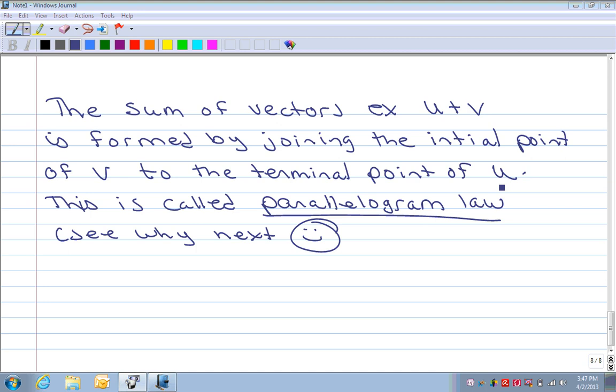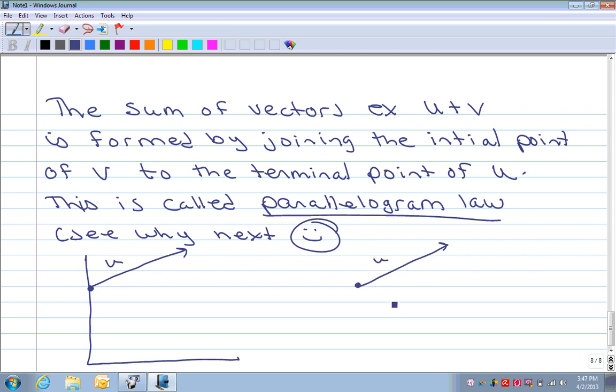So let's take a look at the example. I'm going to draw myself a little plane here. All right, we're going to have vector u up here, and this is the initial point, and then this would be my terminal point. Sorry, I should have drawn them over here. So this is vector u, and here's vector v. I'm just going to draw another vector, and it's going to look something like this.